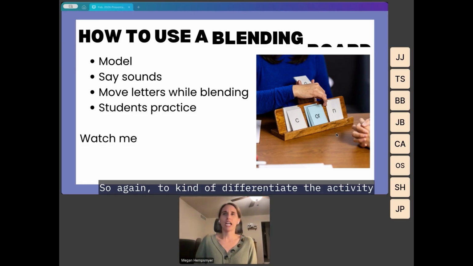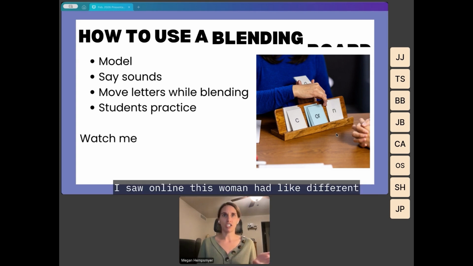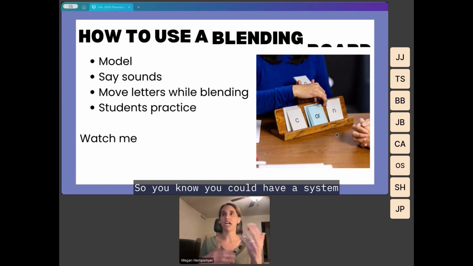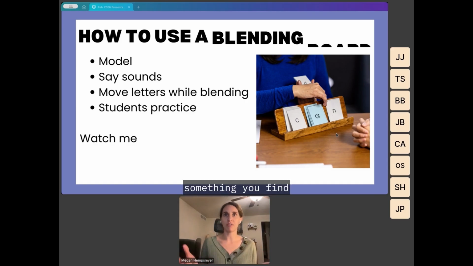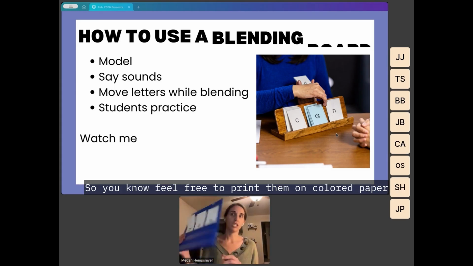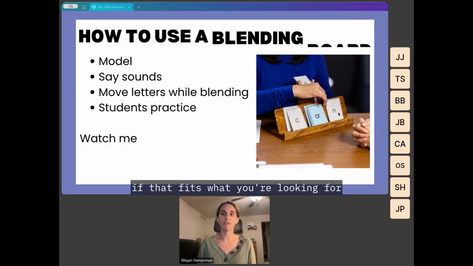Okay. So again, a way to differentiate the activity with your students is to use color coding cards. I saw online this woman had different colors for her digraphs than her vowels, and her consonants were different as well. So you could have a system that works for you. Our blending cards in the membership are just like this, so feel free to print them on colored paper if that fits what you're looking for.